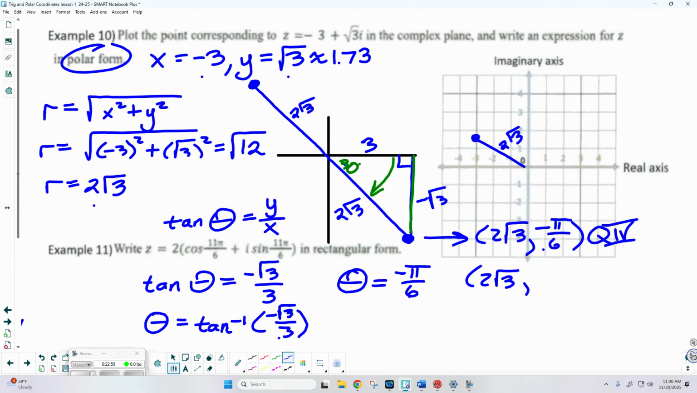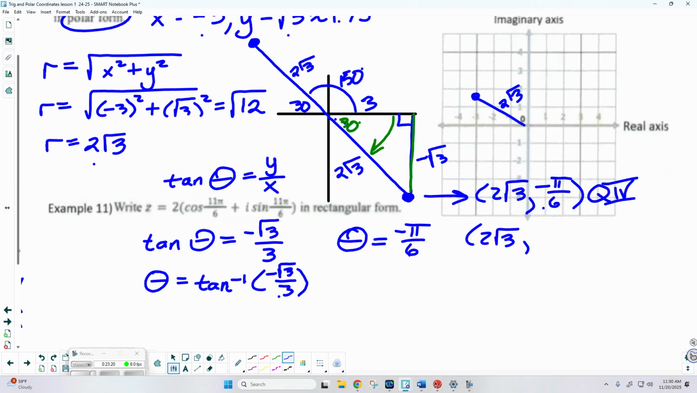All we need is the angle that would get me there. Remember yesterday I mentioned vertical angles. If this is 30, then this is 30 right here. So how far would I have rotated from standard position to get to that segment? 100 and what? 150. So what I'm looking at here, 150 degrees, that would be 5 pi over 6. This is in quadrant 2. This is the one I'm going to use to write my final answer.